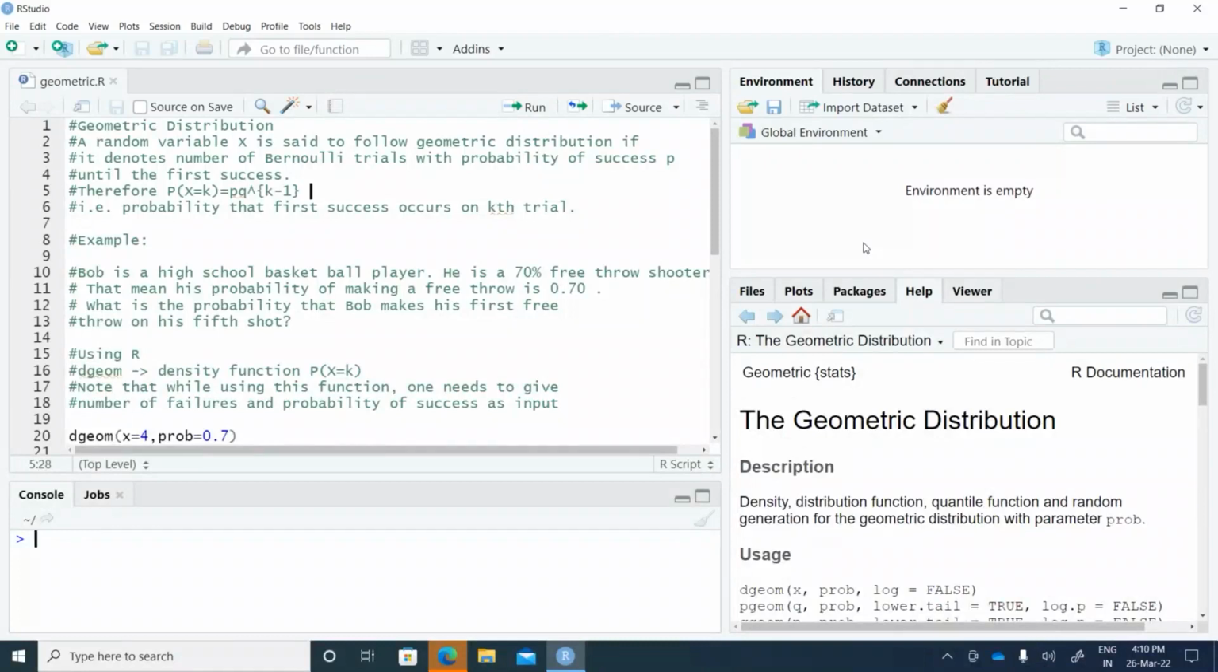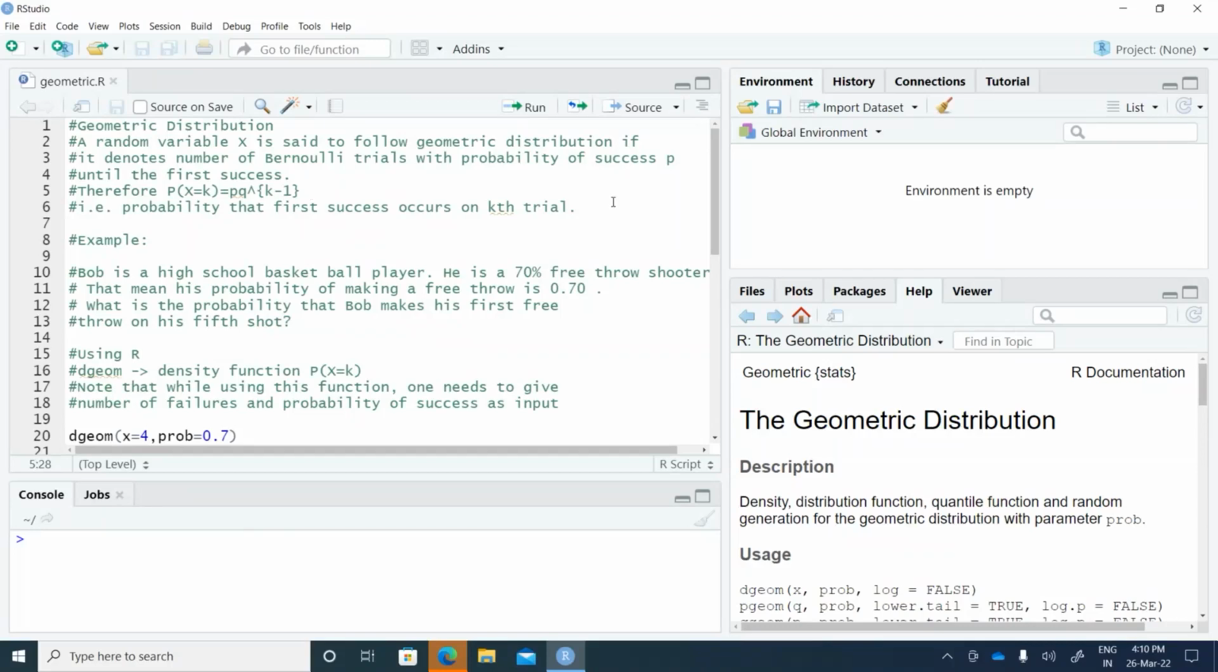First of all, let us just quickly revise what is geometric distribution. A random variable x is said to follow geometric distribution if it denotes the number of Bernoulli trials with probability of success p until the first success. So roughly, the random variable takes the value of the number of trials required to get the first success. The probability that x equal to k is p into q raised to k minus 1, where p is the probability of success and q is the probability of failure. It means the probability that the first success has occurred on the kth trial.